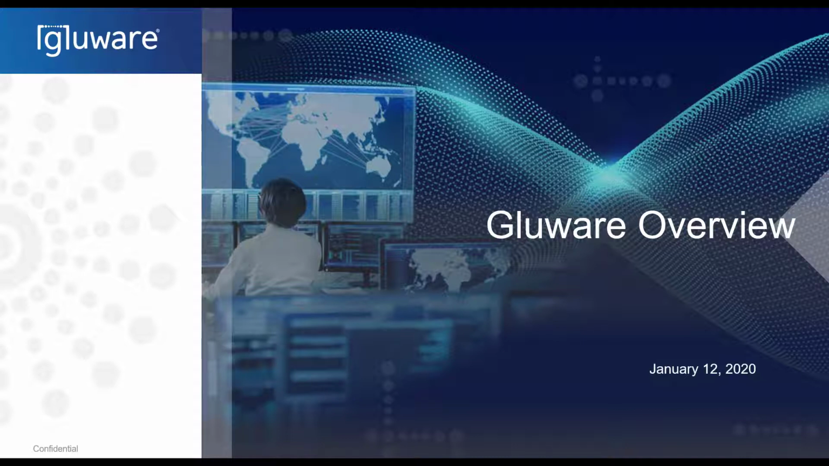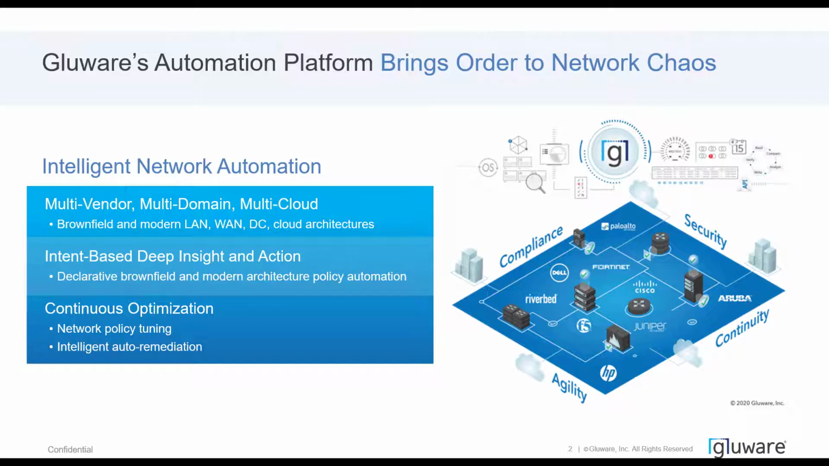So let's get started. At a high level, Gluware is an intelligent network automation platform. It is a pure software solution that works on top of the existing network. Some of the differentiation and some of the capabilities include that Gluware is multi-vendor and multi-domain, meaning you can automate the LAN, WAN, data center, and cloud architectures. We've just recently expanded into multi-cloud. It's intent-based and provides deep insight and action.